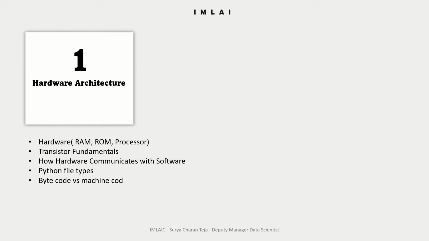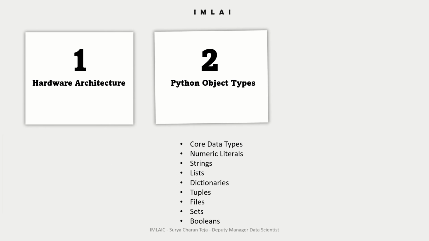So we will begin with hardware architecture. Here we'll speak about hardware, RAM, ROM, processor. How does that work in the simplest way, not in depth, but the amount which we need to learn. And then transistors, and the most important thing, how your hardware communicates with your software, and then Python file types and bytecode, and then machine code.